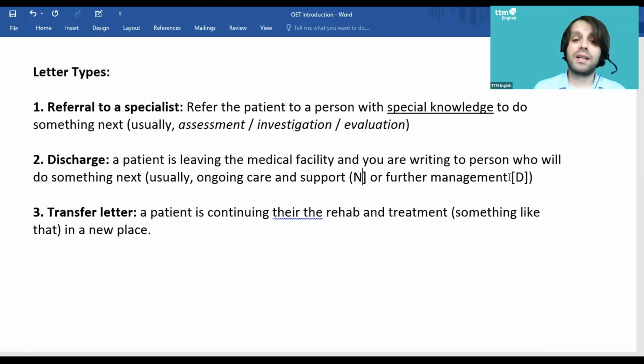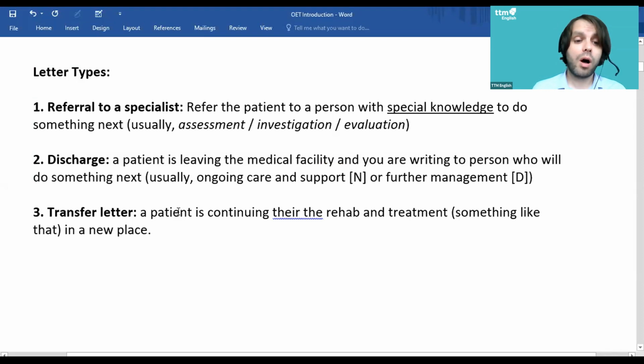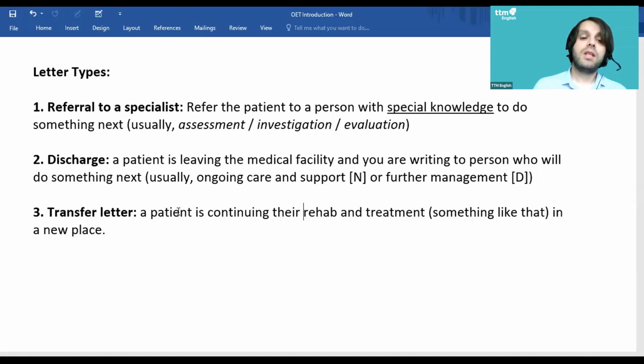Lastly, transfer letter. The patient is moving from one place to another place, right? There's usually no problem specifically. In a discharge letter, there's usually a problem, a reason why they went into the hospital. But often in a transfer letter, nothing has really changed. It's just that they're moving location. So these are the 3 types.